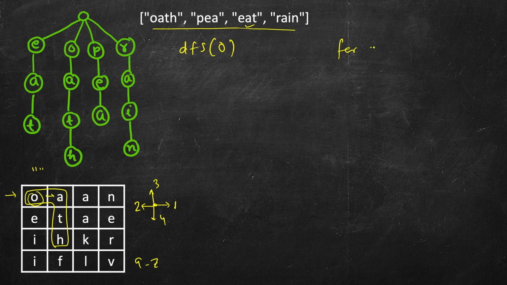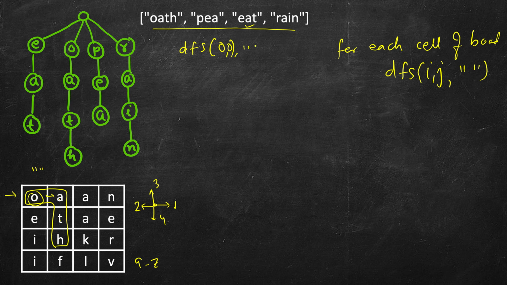So for each cell of the board, do a DFS from that position i, j, and we will start with an empty string. So here DFS 0,0 was called and the string was empty. Then we saw that O is present here. So we will append the current character, so S now becomes this O, since we found it.